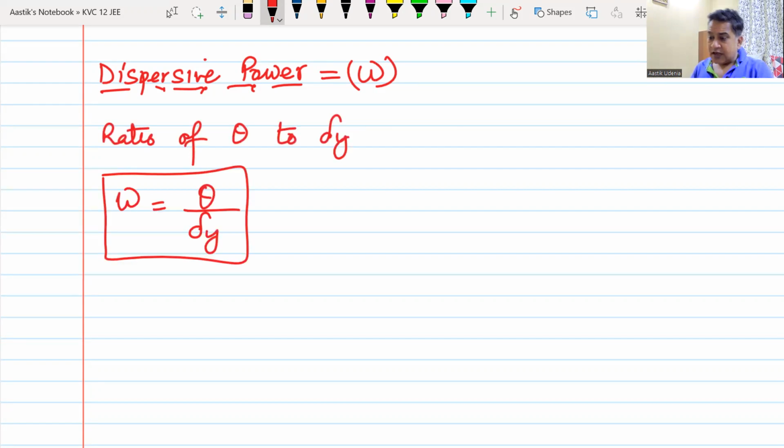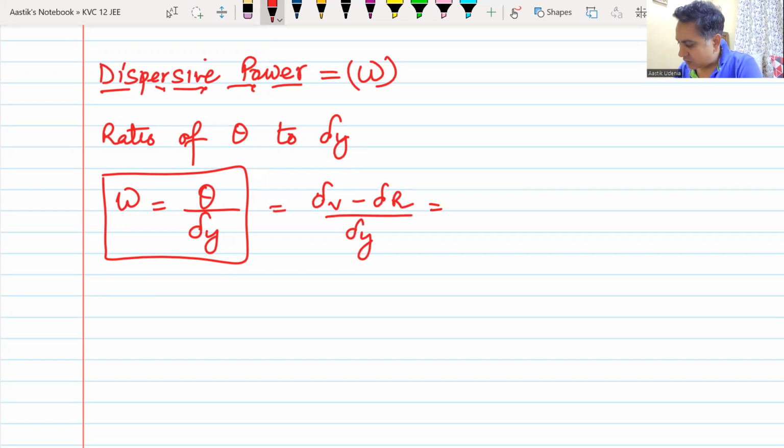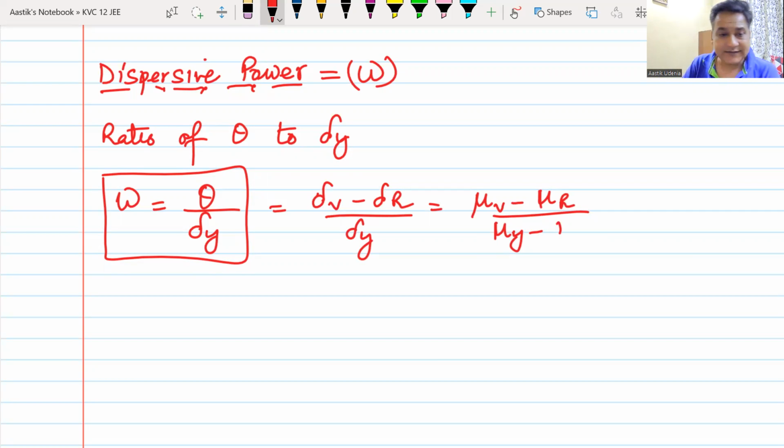Dispersive power is basically telling us the power of a prism to disperse colors. Do we understand this? Yes, sir. So I can write it as delta V minus delta R divided by delta Y. I can also write it as mu V minus mu R divided by mu yellow minus 1. A will get cancelled from both cases.